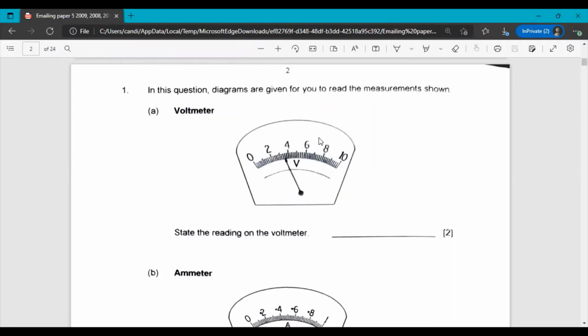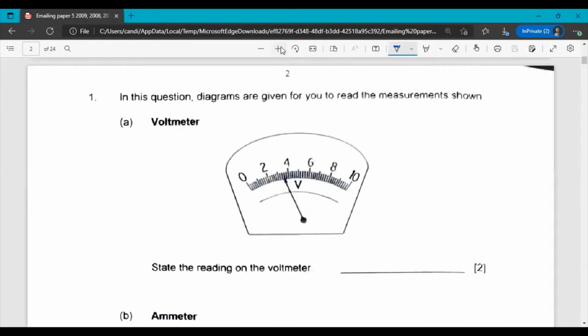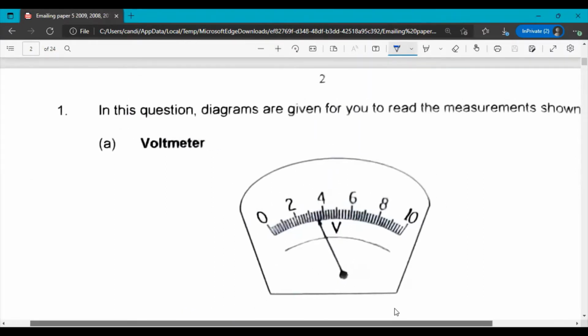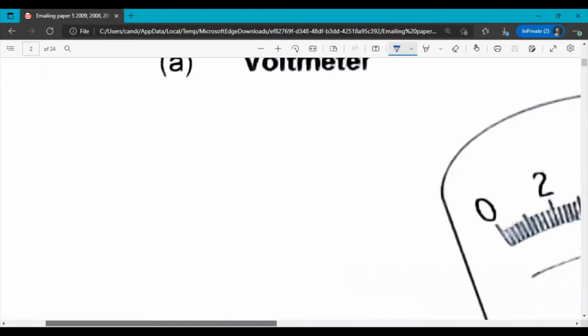So the first question, we have some diagrams that are given and we have to read the measurements. This one obviously is a voltmeter and the second one is an ammeter. You read them just like a ruler. Let's zoom in a little bit. The measurement that we're taking is right where the needle stops.